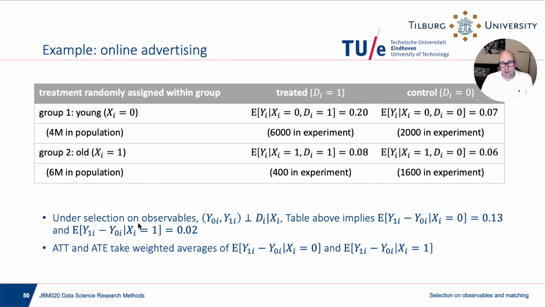Now, under selection on observables, under this conditional independence assumption, which is written out here, what the table above implies is that the expected treatment effect for the young is 0.13, and the expected treatment effect for the old is 0.02. And as I said, the average treatment effect on the treated and the average treatment effect are both calculated as weighted averages of these two quantities.